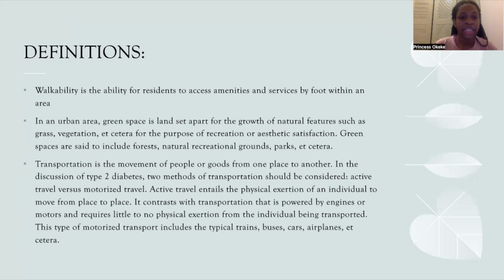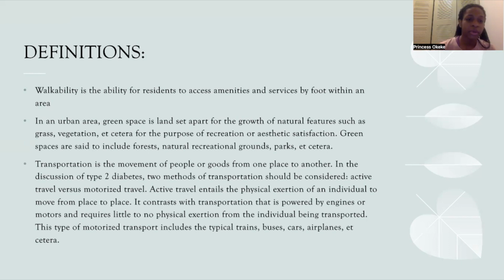Now, walkability is the ability for residents to access amenities and services by foot within an area. Research shows that the more walkable an area is, the less the chance of type 2 diabetes. This is because when residential areas are walkable, more people will walk. Walking is a physical activity, and we have seen that more physical activity reduces the chance of having type 2 diabetes.